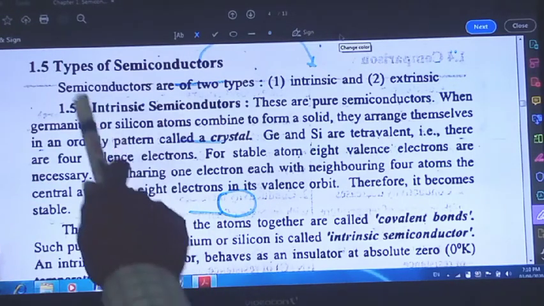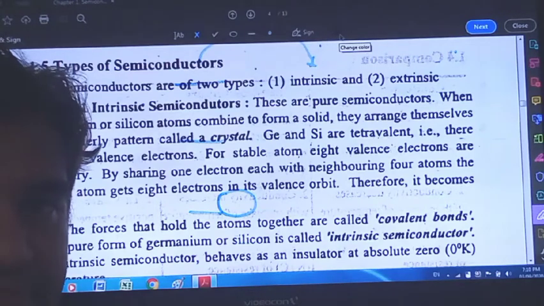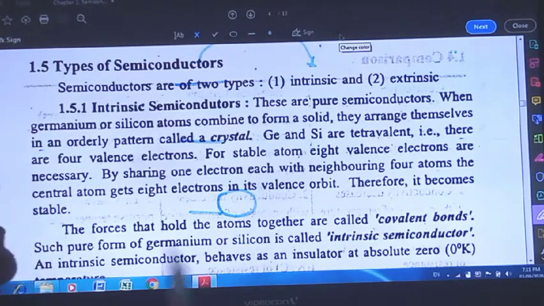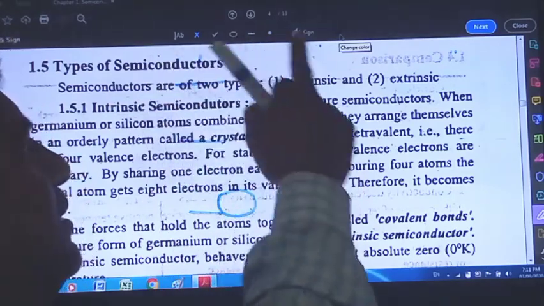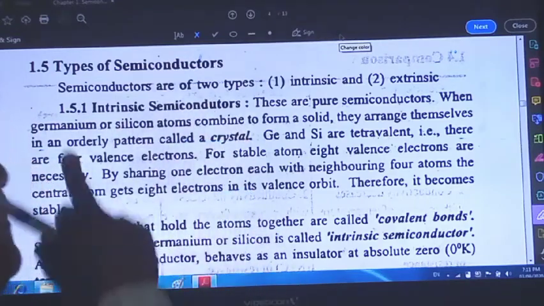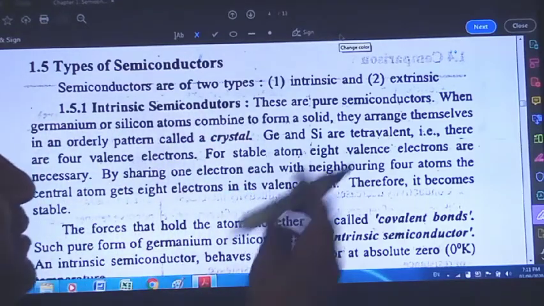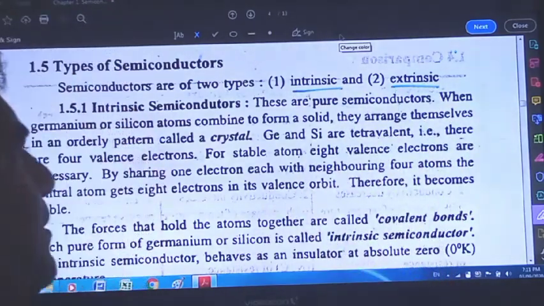We are going to start a topic that is the types of semiconductor. Students, it is only a theoretical part. Okay. Semiconductors are of two types. First is the intrinsic semiconductor and second is the extrinsic semiconductor.